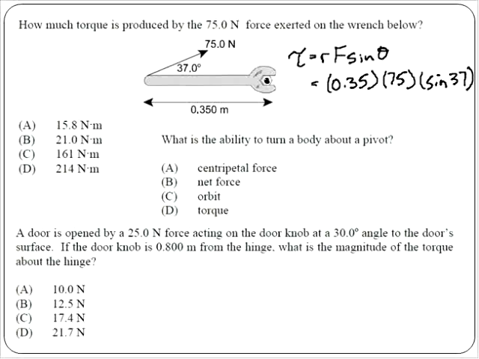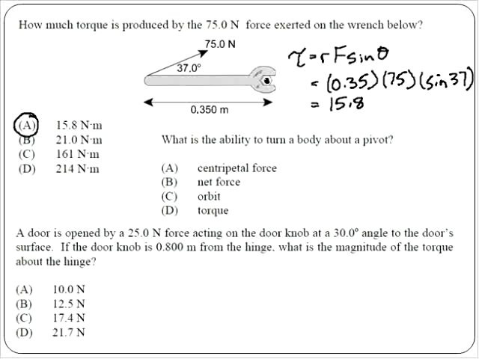So if we do that calculation on your calculator, you will get 15.8, which means the correct answer is A, 15.8 Newton meters. If you use cosine instead of sine, you would have gotten a different answer. If you divided by the angle, you would have gotten another one of those answers, and that's where all those other choices came from, by the way.